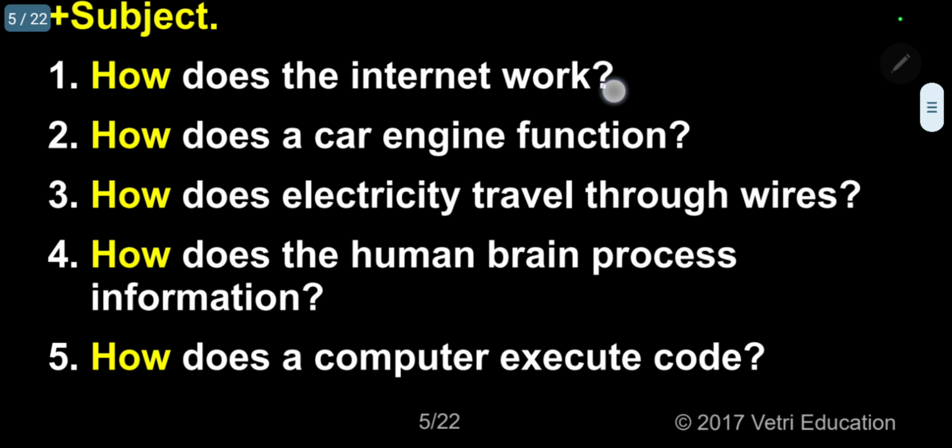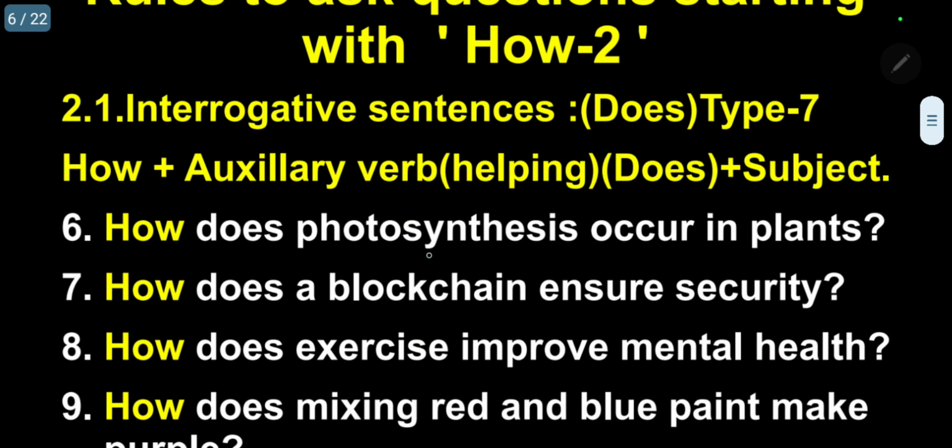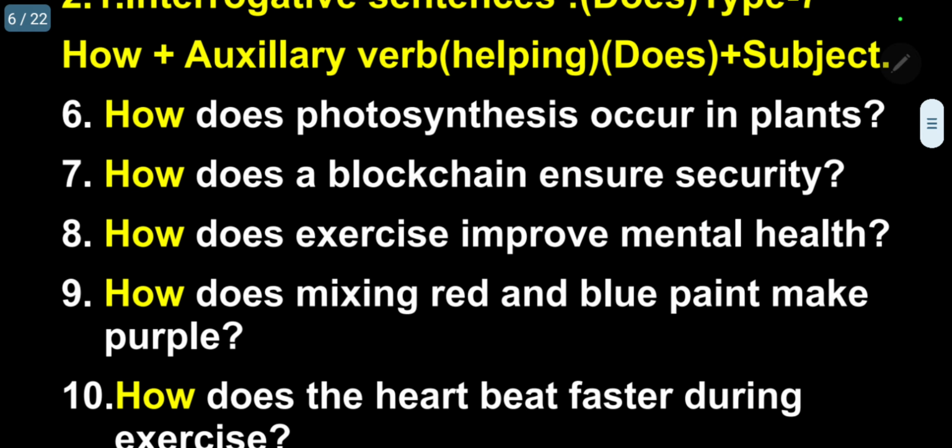The next one, how does a computer execute code? Execute main verb, and does auxiliary verb. So, 5 more sentences under does. How does photosynthesis occur in plants? Occur main verb, does auxiliary.